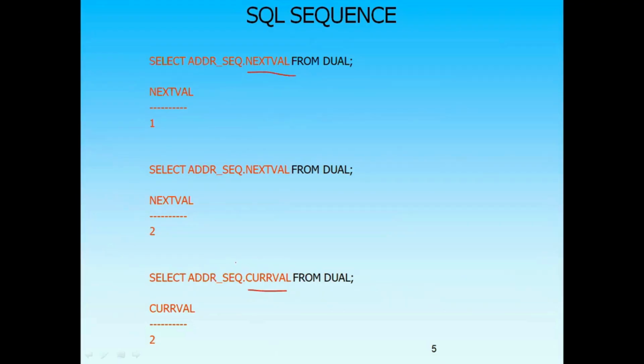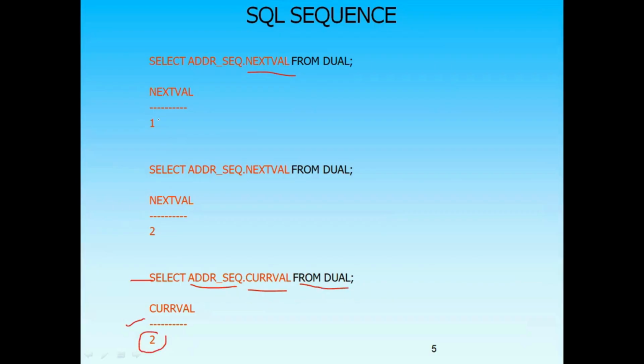A sequence is nothing but one object, it will hold some value, right? So this value will be the current value that is part of your sequence, right? The minimum value and maximum value we are mentioning in this syntax, and also the starting point of that sequence we are mentioning in this syntax, right? So if you want to access the current value of the sequence, you can use this syntax: SELECT address_SEQ.CURRVAL FROM DUAL will return you the current value of the sequence, right?